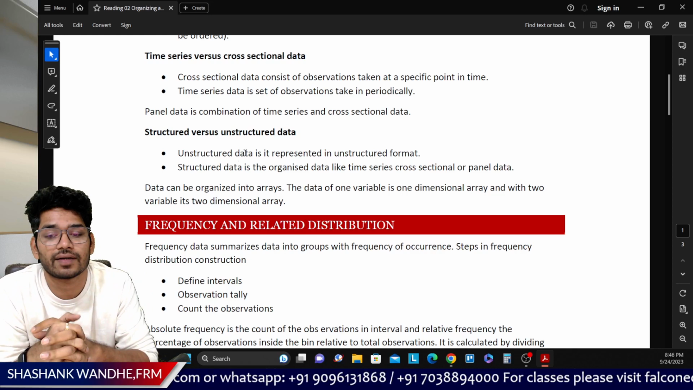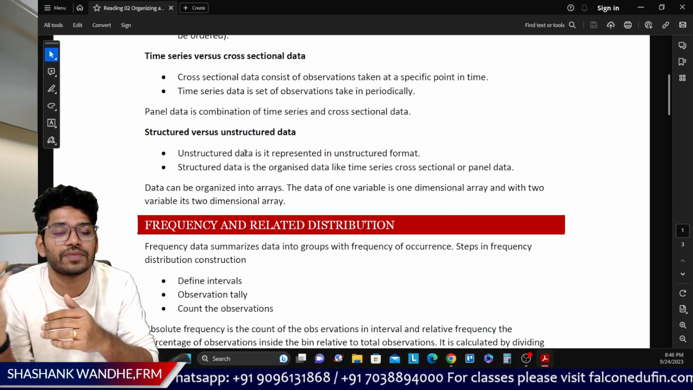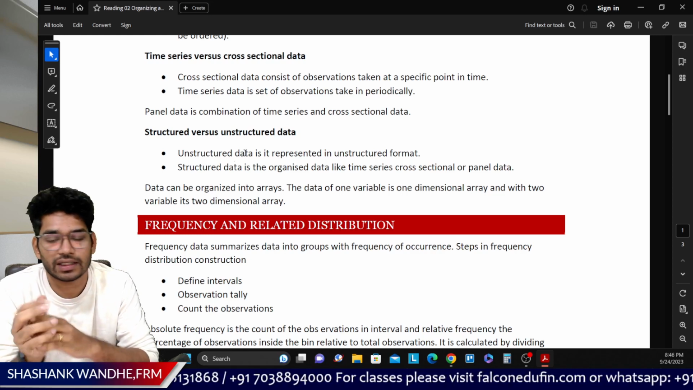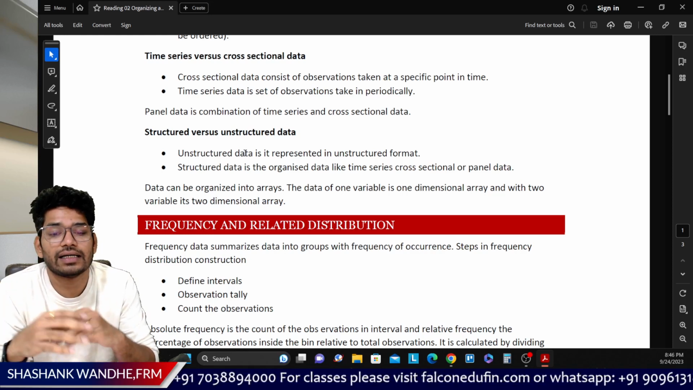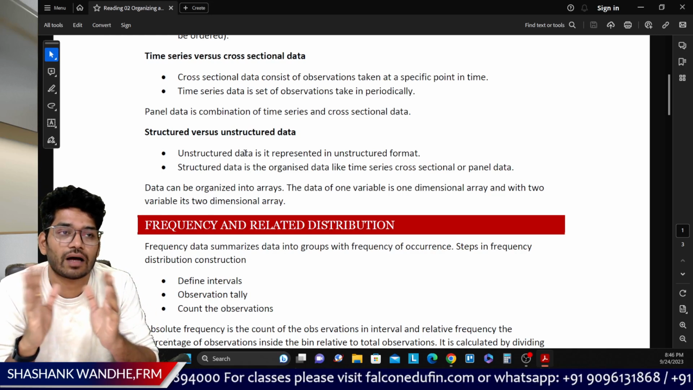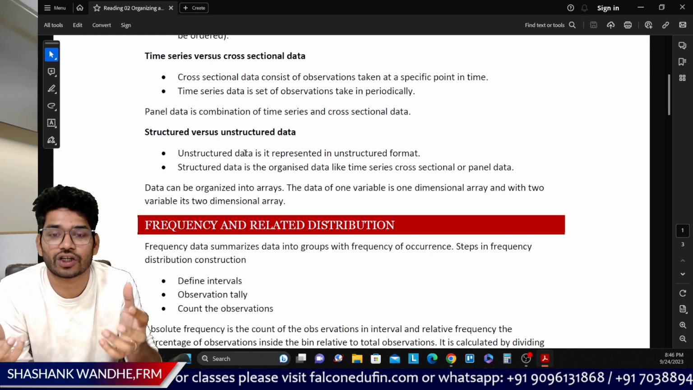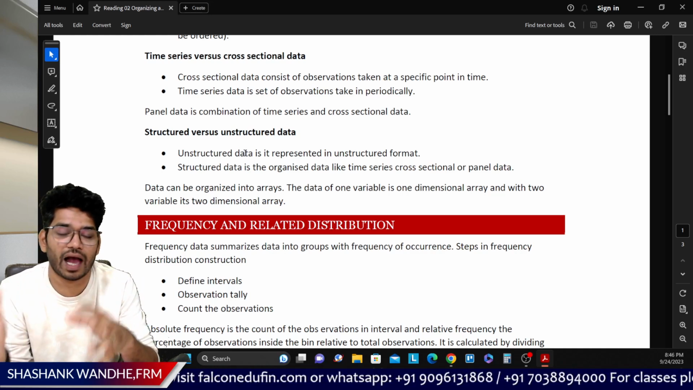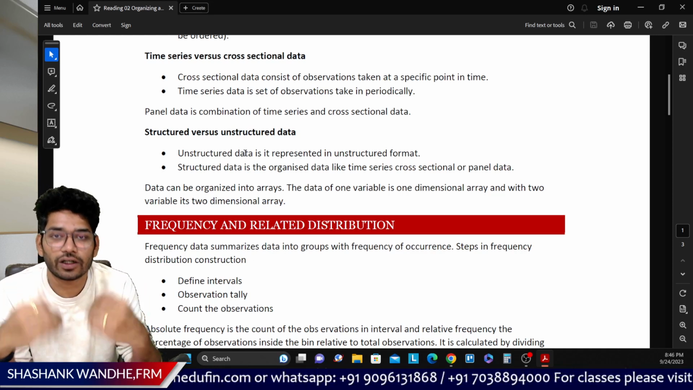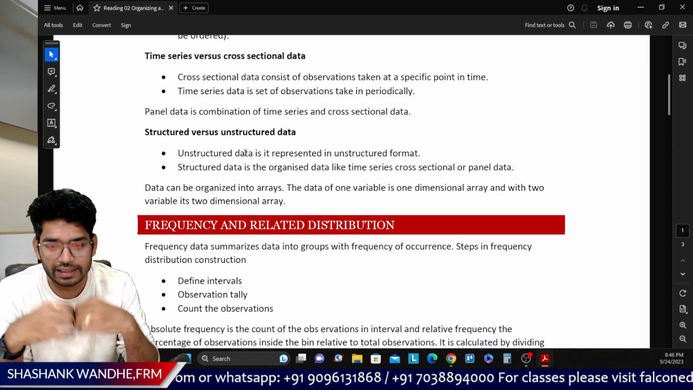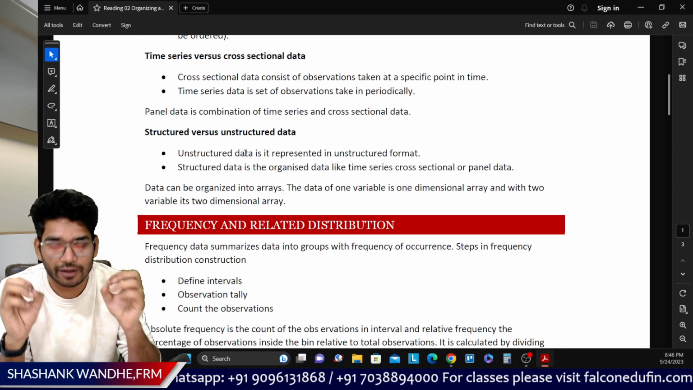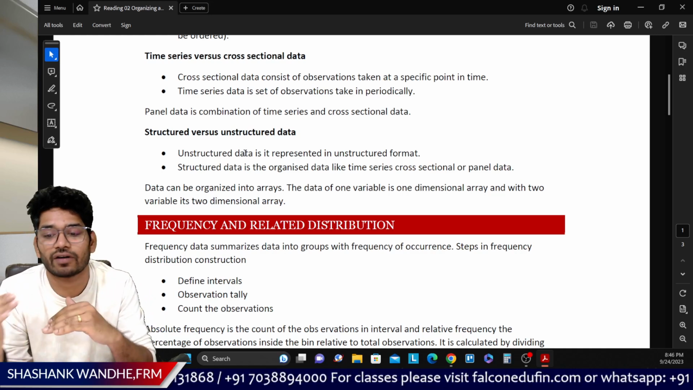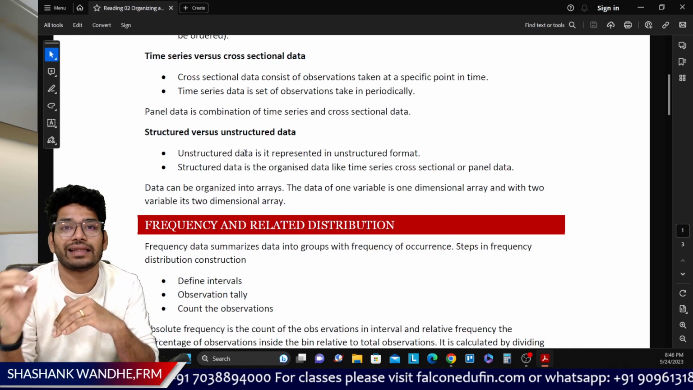Then structured data versus unstructured data. Structured data simply is the time series or the panel data or the cross-sectional data. All these data are the structured data. On the other hand, unstructured data is in unstructured format. For example, the reviews on Amazon are unstructured, because you can't directly use that and do the statistical analysis. So you have to convert unstructured data into structured data to do the statistical analysis. This is from the perspective of statistical analysis. So for the exam, you just have to remember unstructured data is in the unstructured format.